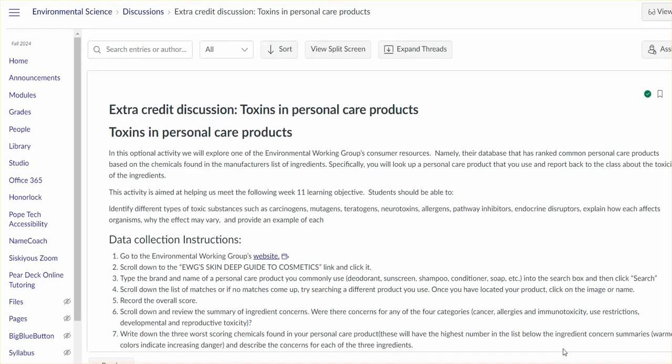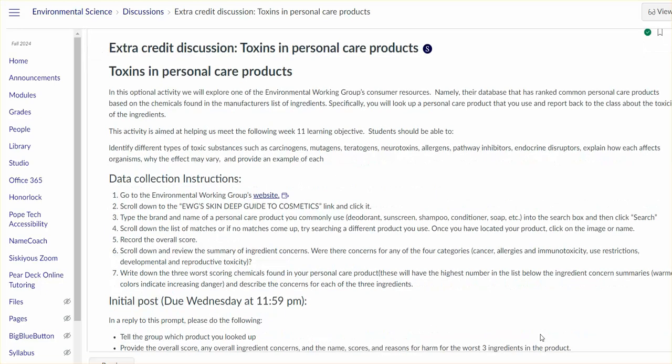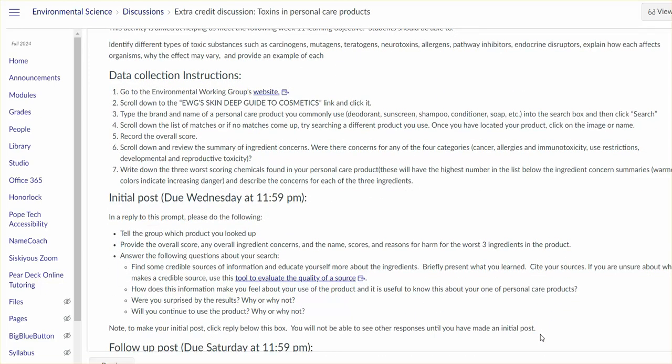There are 2 discussions in this week's module. One of them is designed to be an extra credit opportunity. So this one involves going to the Environmental Working Group's Skin Deep Guide to Cosmetics, looking up a personal care product that you use in their database, and examining the information that the Environmental Working Group has on that product in terms of its hazard score and also some of the ingredients that are in the product that are of concern, if there are any.